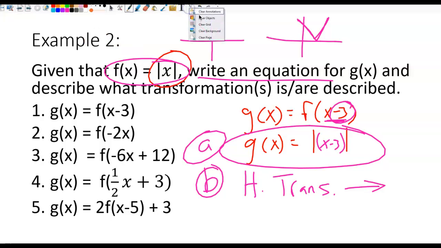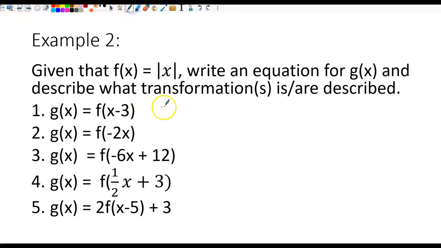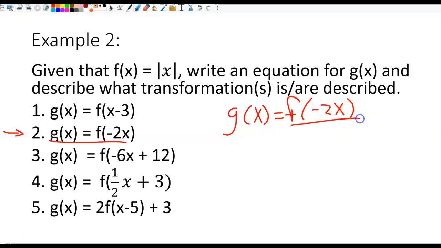Okay? Once again, you don't need to draw the graph. You can just do the A and B part. All right, next one, number 2. So once again, we're going to start by rewriting the original problem. And then we replace the f of x expression there with what f of x equals. But when we do, where the x is, we're going to put parentheses. And in the parentheses goes what's in the parentheses to begin with.